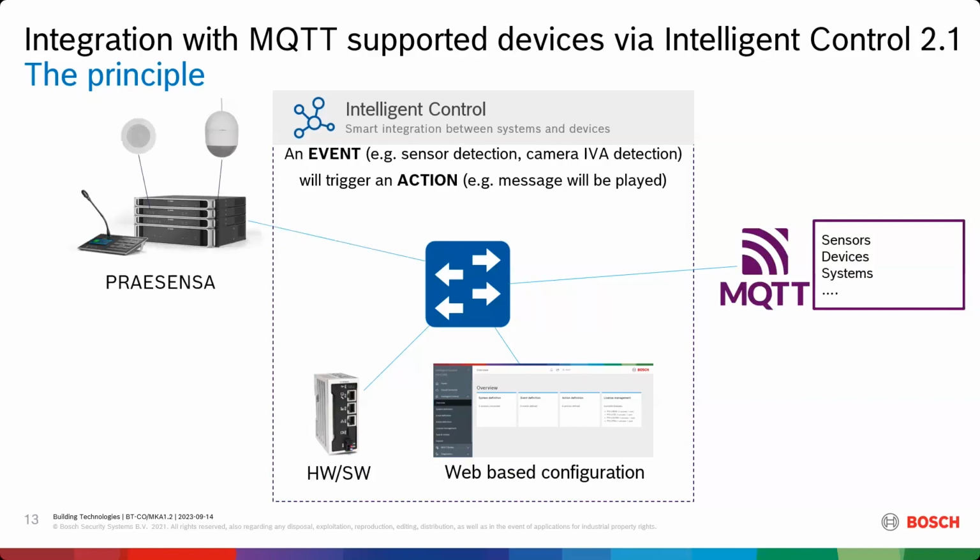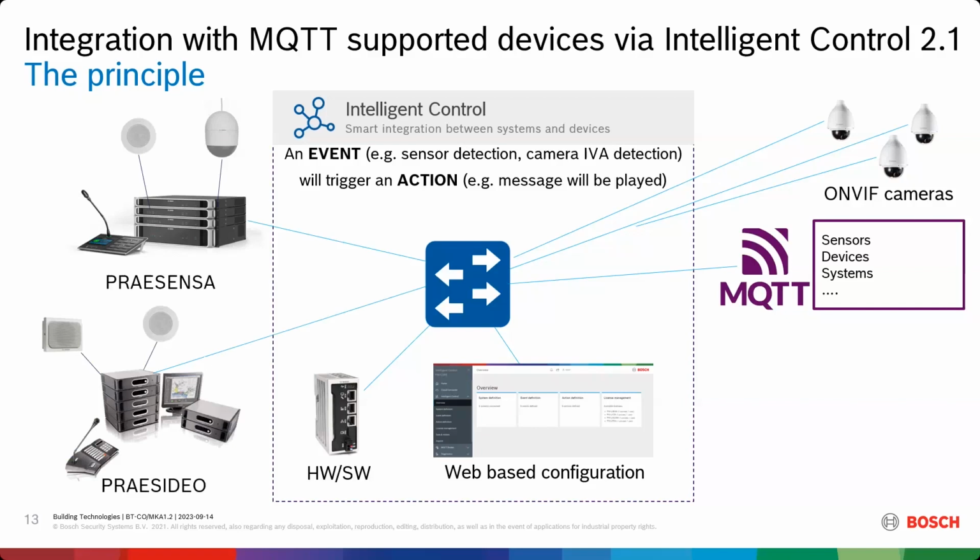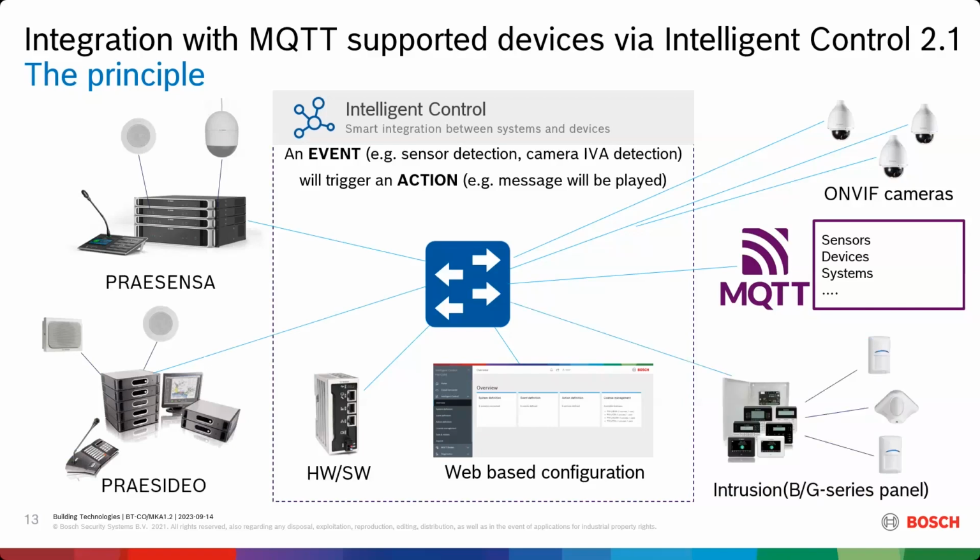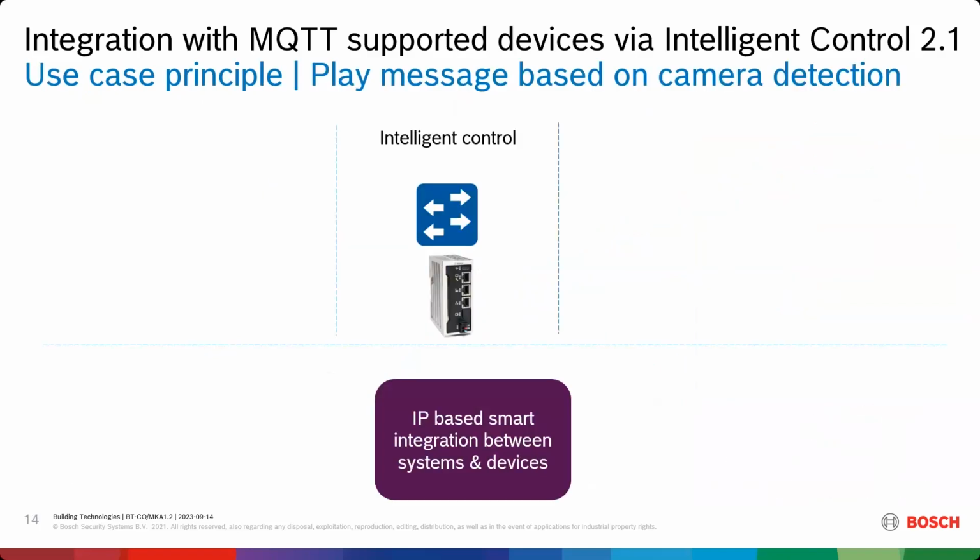Yeah. If you now complete the animation, here you see the PRAESENSA system, which can either execute something or give input to the system, or here you have a Presidio system, which can either execute something or give input, but also we have the cameras, and now new, the MQTT devices. Yeah, and in the blue block, this is actually where all the logic happens.